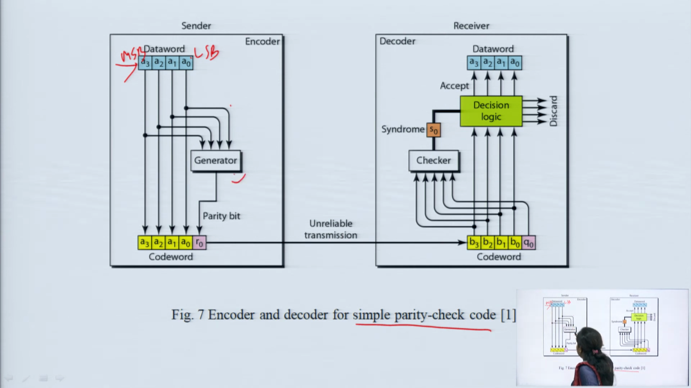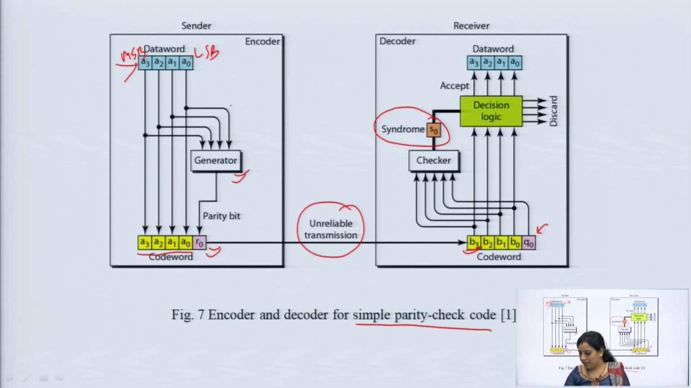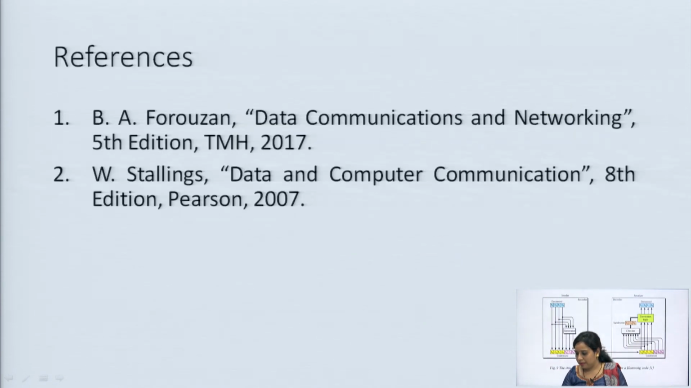This is applied to the generator, where the generator will add the parity bit depending on the combination of the data bits, and then it is transmitted using this unreliable transmission. At the receiver side, you can see that these bits will be received along with the parity bit, and then this is checked at the receiver side. Now, this syndrome will calculate the error that has occurred, and remove that particular error, and the data will be received at the receiver side. So, this is the encoder and decoder of the simple parity check.